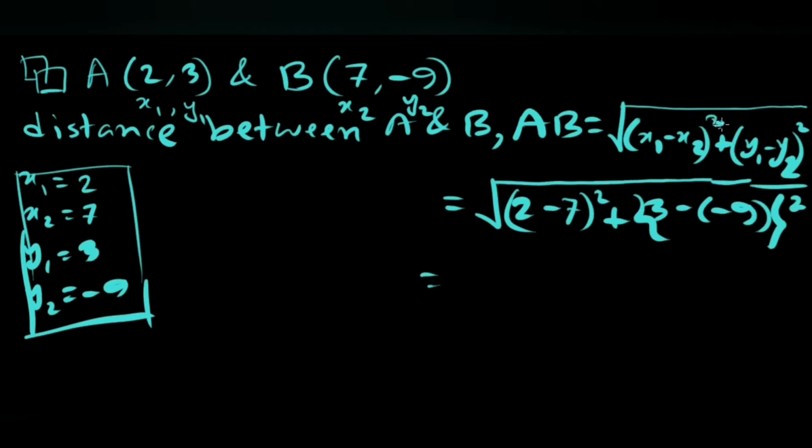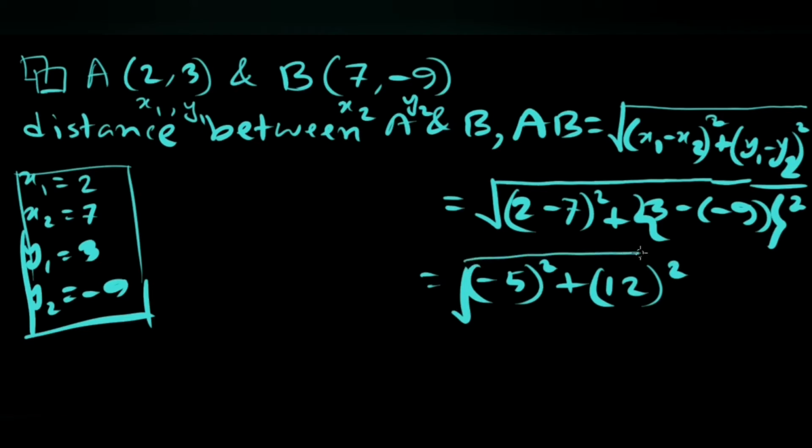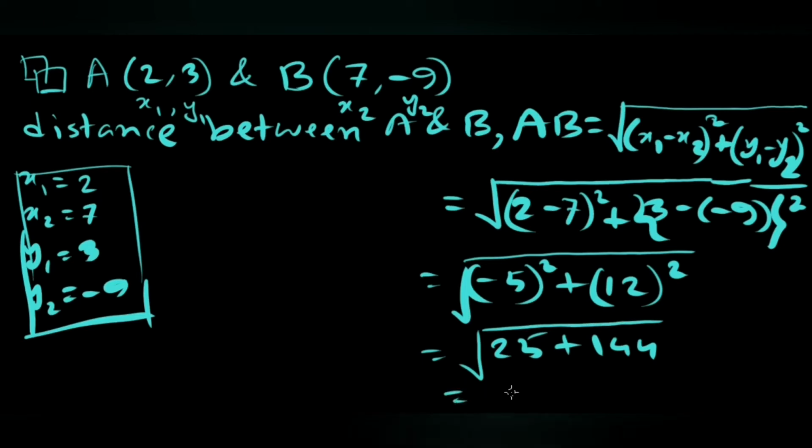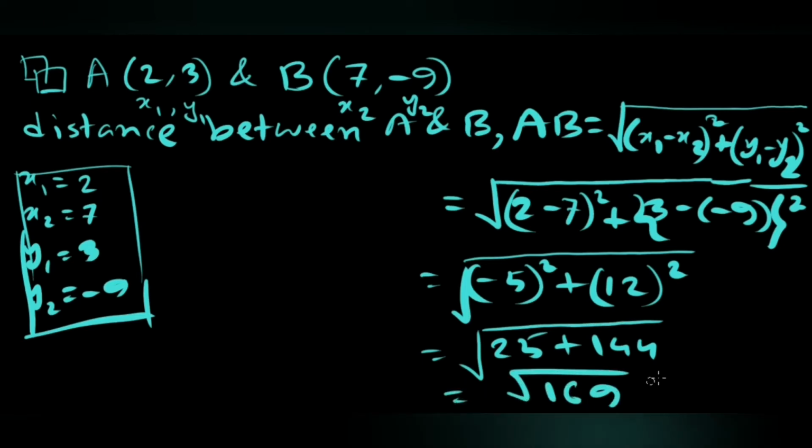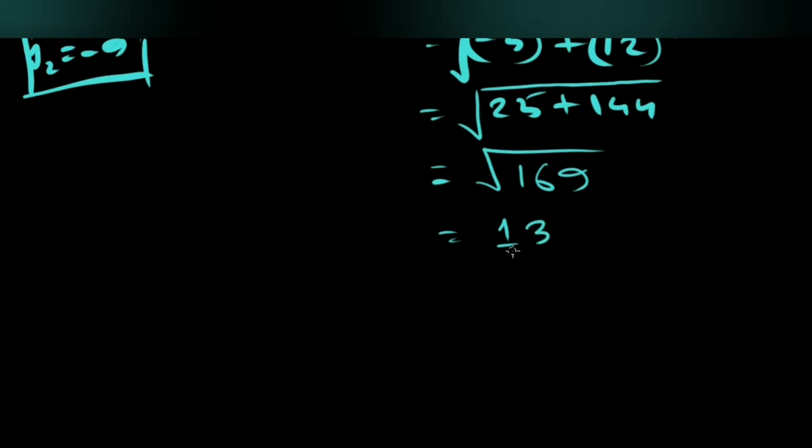also from the formula. So 2 minus 7 is minus 5 whole square, and if we calculate 3 and positive 9, 3 nines are 12, whole square, under a square root. So negative 5 whole square is equal to 25, plus 144. So it will be the square root of 169, and we know the square root of 169 is 13. So the length of AB, or the distance of A from B, is 13 units.